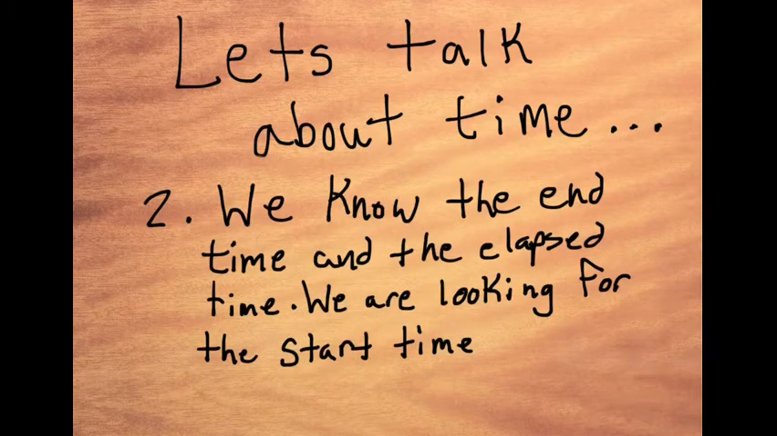The second type of problem that can occur with time happens whenever we know the end time and we know the elapsed time, but we are looking for the start time. Let's see an example.